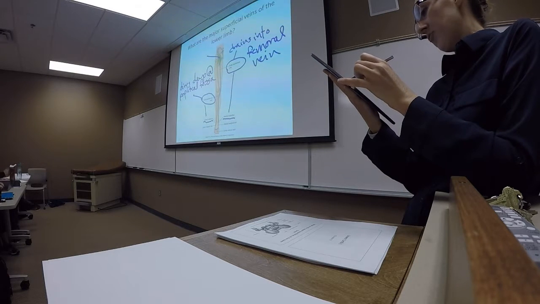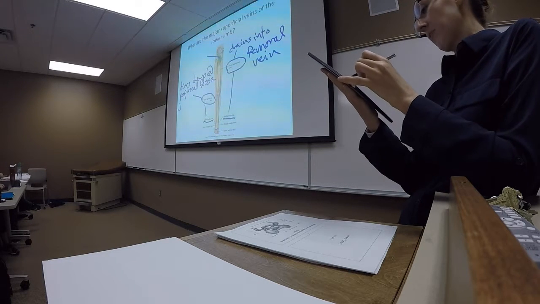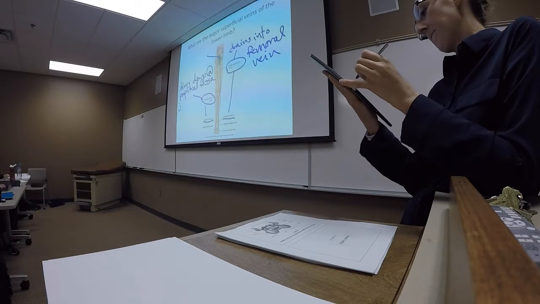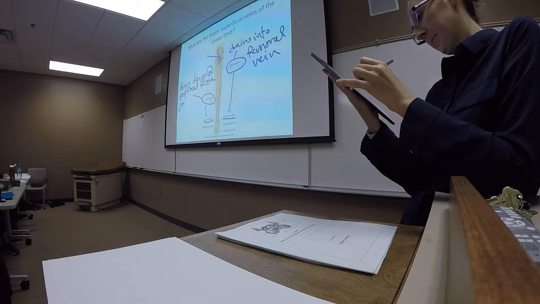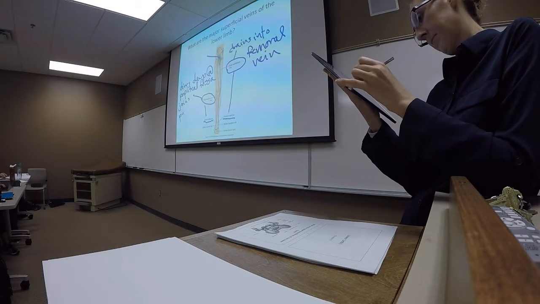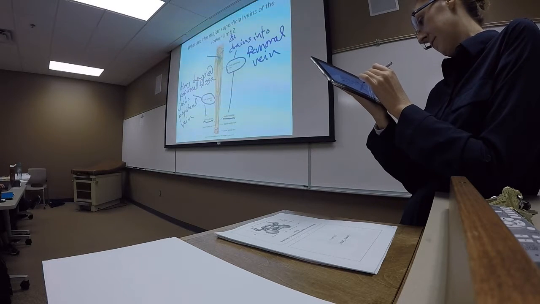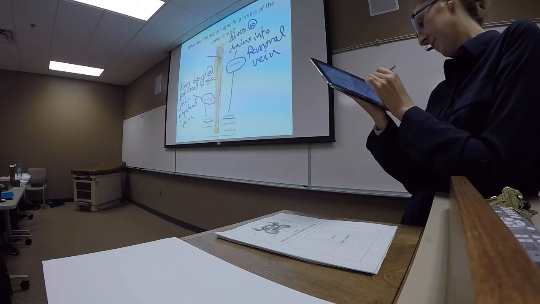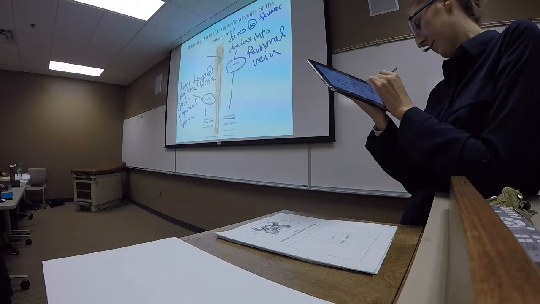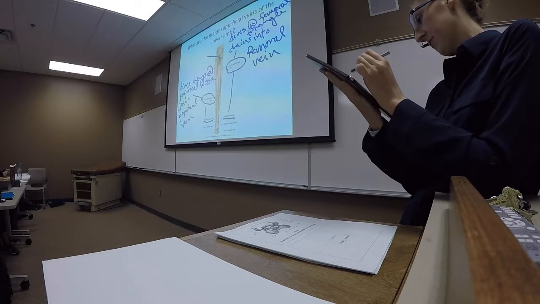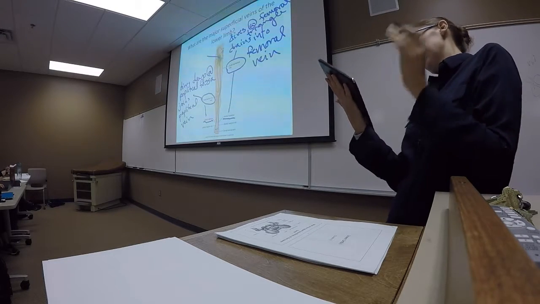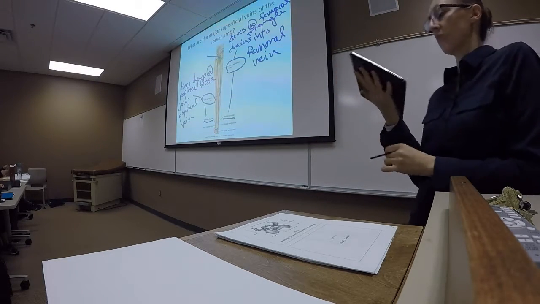And then it joins in with the popliteal vein. I also forgot to mention that the great saphenous vein dives deep at the femoral triangle.